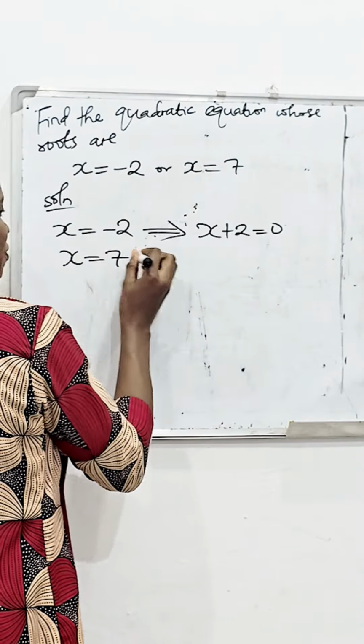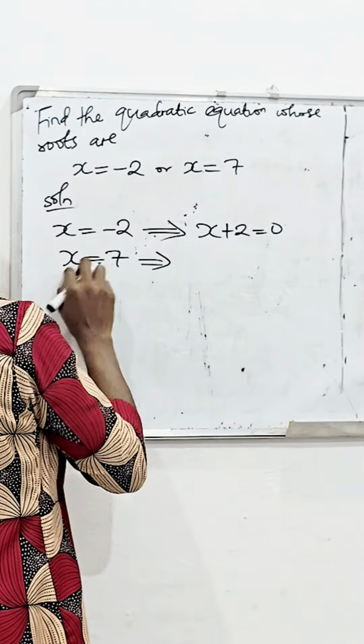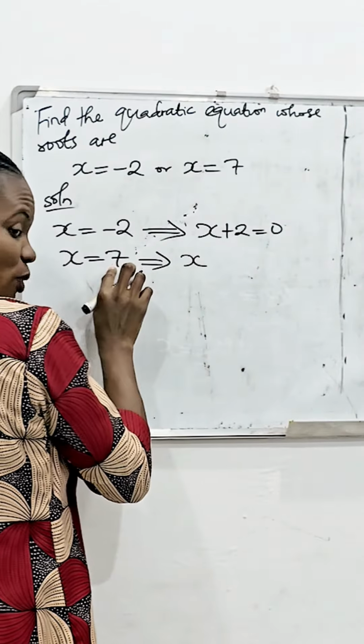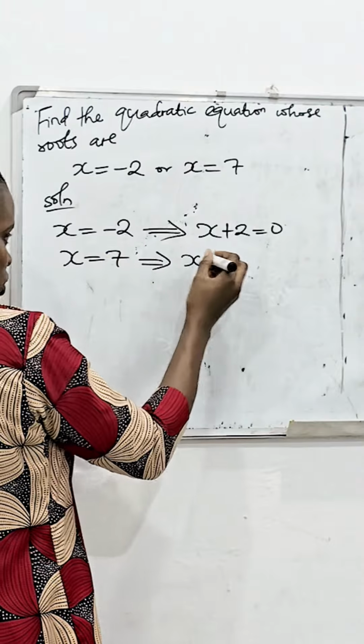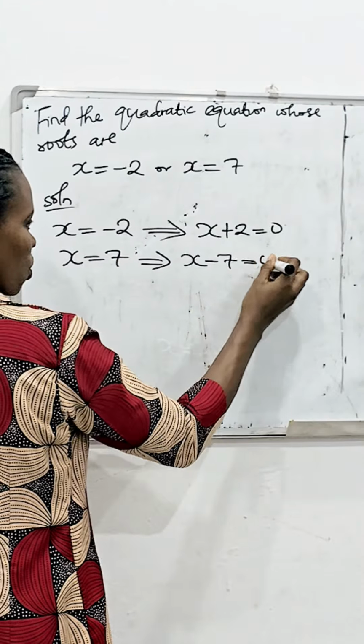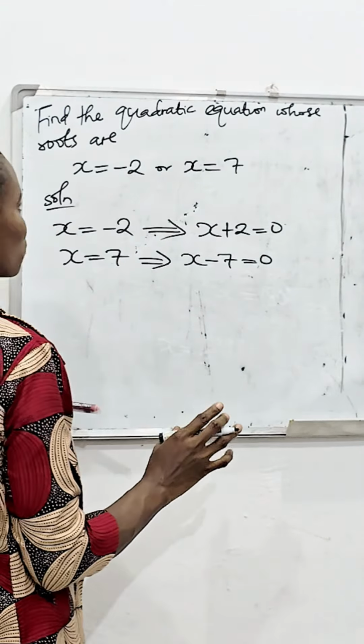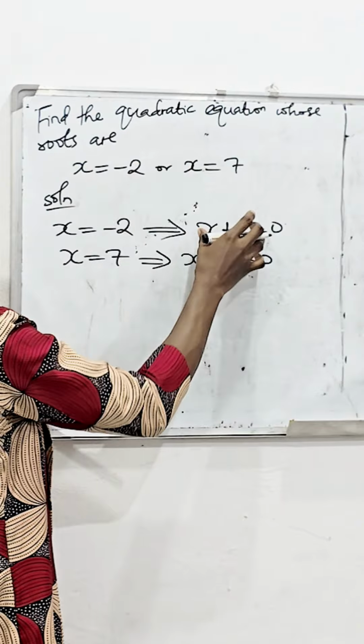x is equal to 7 implies that if I move this here, it will be x. This is a positive number, so if it goes to meet this one, it will become minus. x - 7 is equal to 0. Is that understood? Now, for the quadratic equation, two of them are the roots.